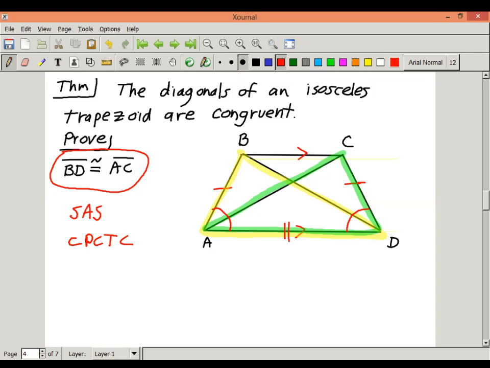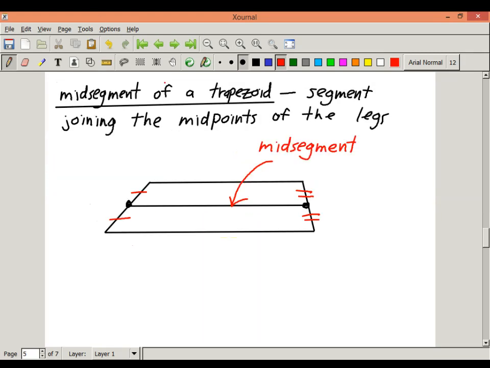Okay, so we have one more theorem to prove here. Before we do that, we have to introduce one more vocabulary term. It's called the mid-segment of a trapezoid. A mid-segment of a trapezoid is simply a segment which joins the midpoints of the legs. So you can see that mid-segment there.